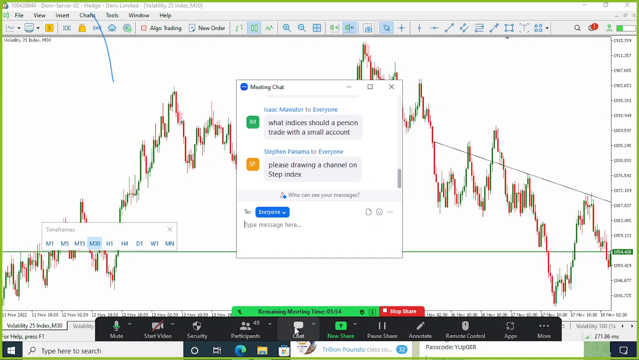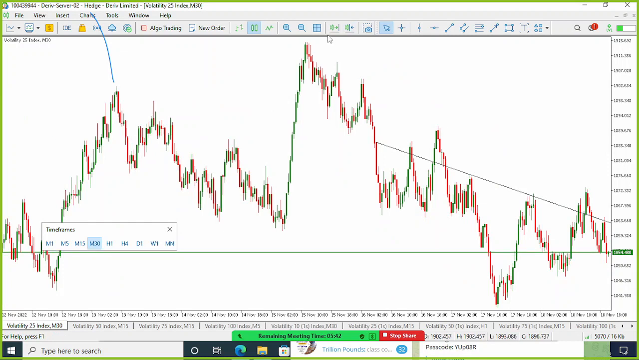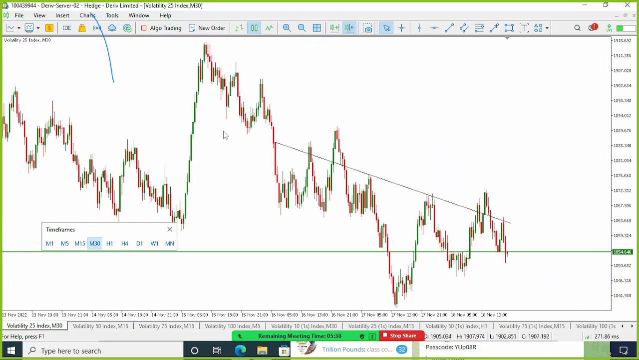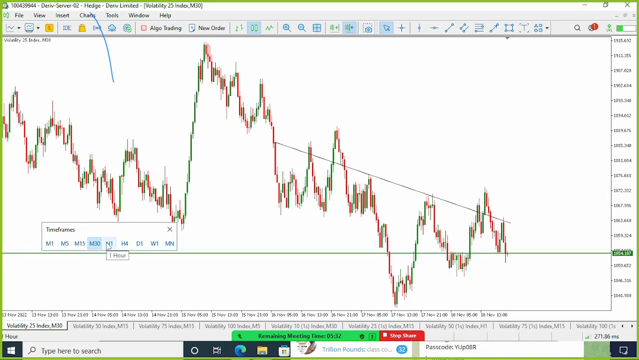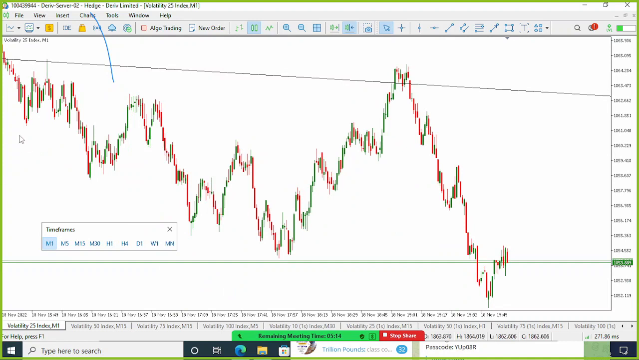Okay, so with the time frames that we have, you see the candlesticks we have over here. Currently, I am on 30 minutes. What the time frame means here is that every candlestick you see here lasted for 30 minutes. If I switch from 30 minutes to 1 hour or H1, you see it has changed, and every candlestick here lasted for 1 hour or 60 minutes. If I move from H1 to 1 minute, all the candlesticks here lasted for just a minute. So let's focus on the current candlestick.